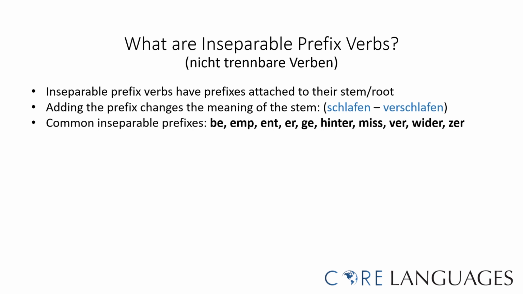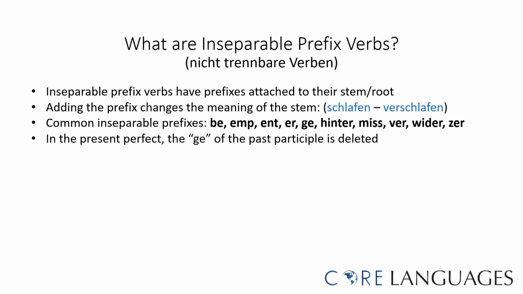Common inseparable prefixes are be, emp, ent, er, ge, hinter, miss, ver, wieder, and zer. The present perfect is typically formed by adding the syllable ge. Inseparable prefix verbs do not use ge to form the past participle. Here are some examples. Ich habe verschlafen. I have overslept.